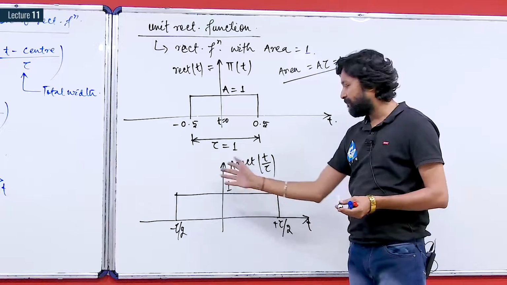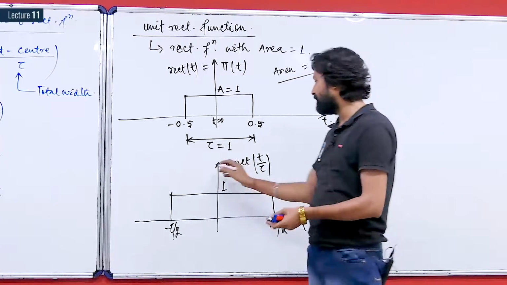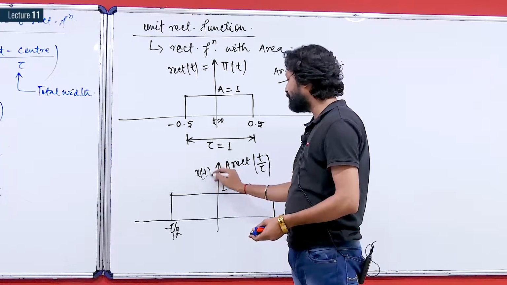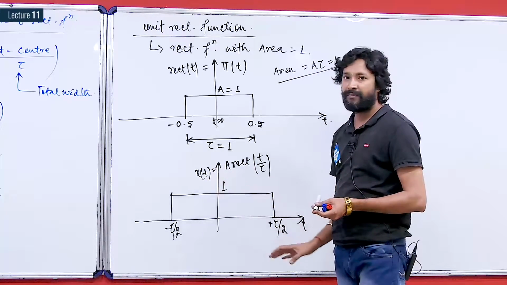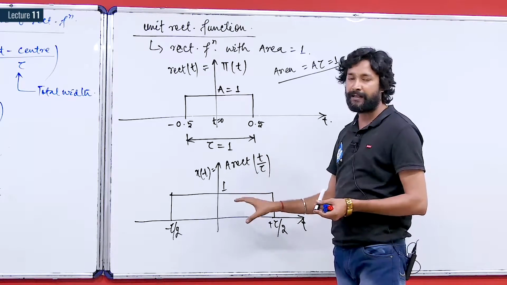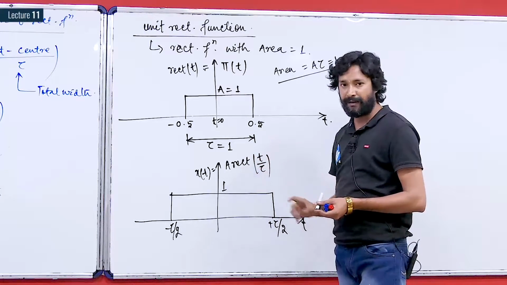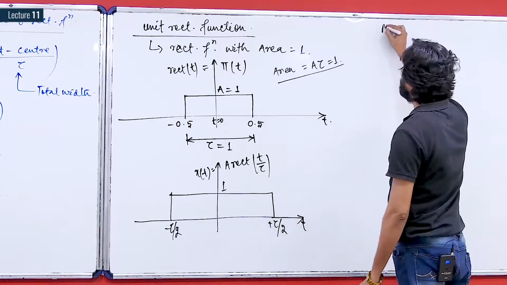So if you are going to take the time reversal of this function, say your function x of t, if you are going to find x of minus t for this function, that is, if you will be folding this function, then again you will have the same function. It means it is an even function.